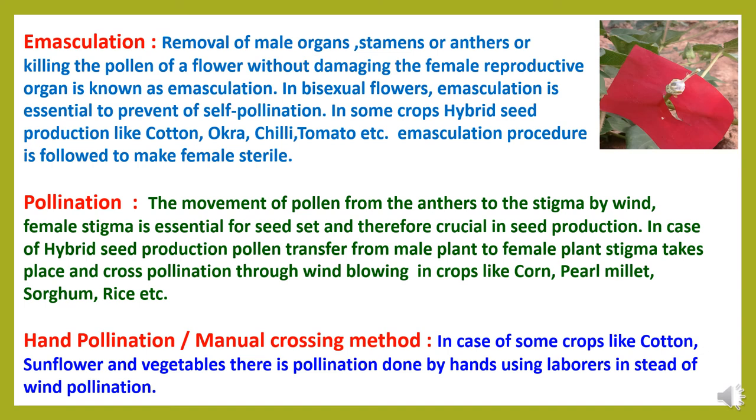After that, hand pollination or manual crossing method. In case of some crops like cotton, sunflower and vegetables, pollination is done by hands using laborers instead of wind pollination.